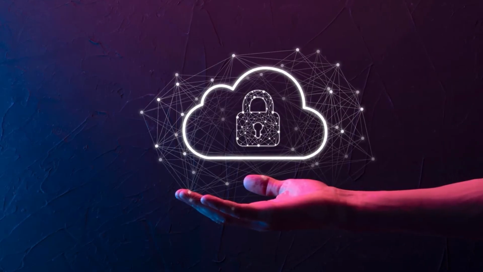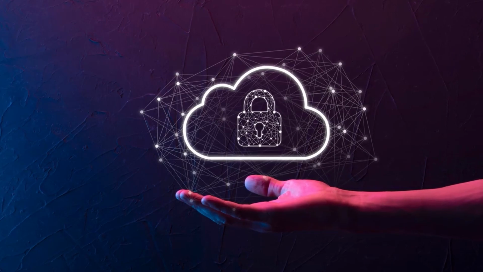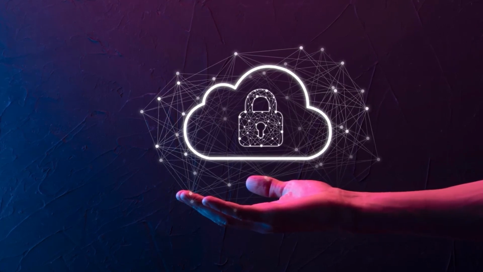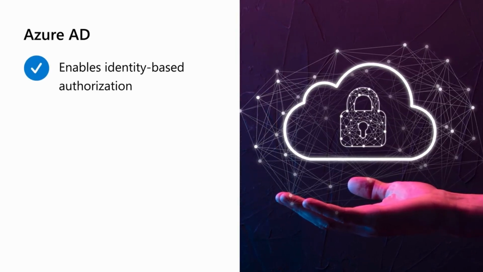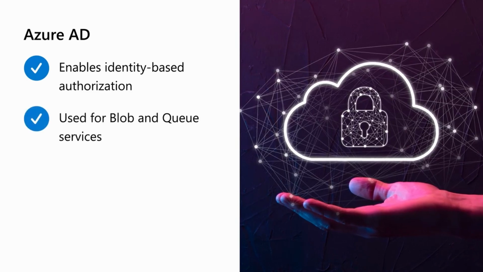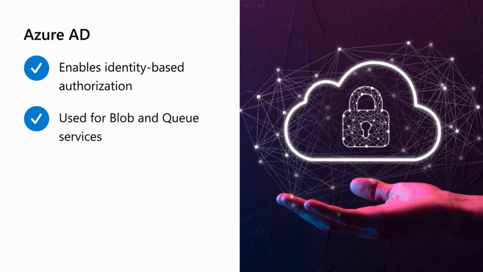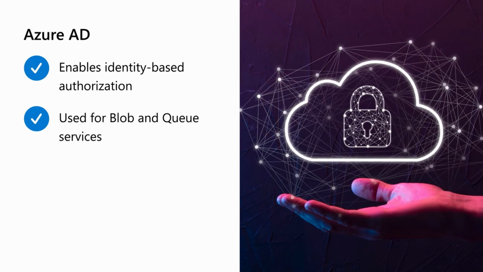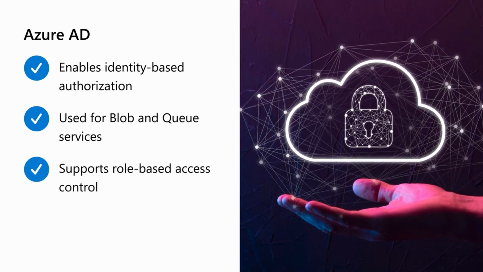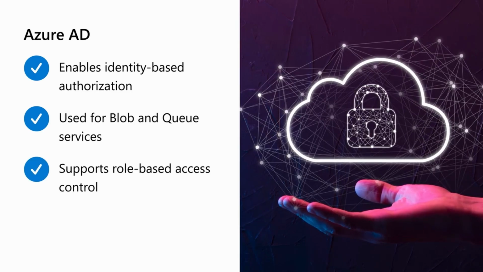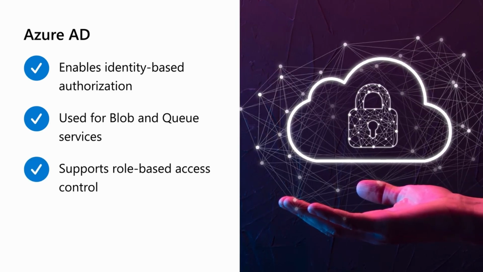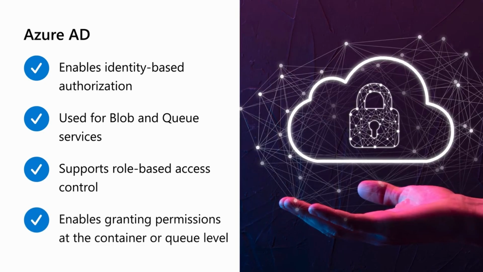Now, let's look at Azure AD, another option for authorizing requests to Azure Storage. Azure Storage integrates with Azure AD to enable identity-based authorization of requests. You use Azure AD authorization for blob and queue services. With Azure AD, you can use role-based access control to grant access to blob and queue resources to users, groups, or applications. You can grant permissions at the container or queue level.